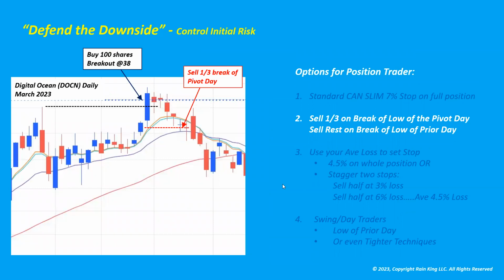Our second example looks at the second option for setting your stop loss. Here's DigitalOcean from March of 2023. We have a small consolidating base. We break out, we buy 100 shares at $38 per share. So in this case, we're going to set a stop at one-third of the position on the break of the pivot day low. So again, this is the pivot day as we may have the breakout. So that low, I've drawn this red line to demonstrate where that first stop would be. The second stop would be if we broke below the previous day's low. So you can see right here on the chart, this is the prior day's low after the breakout day. So we use that low. If things get worse, we'll sell the rest of the position after we break the prior day.